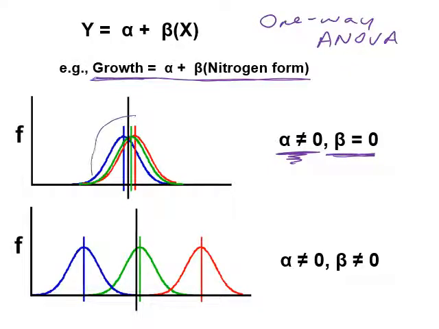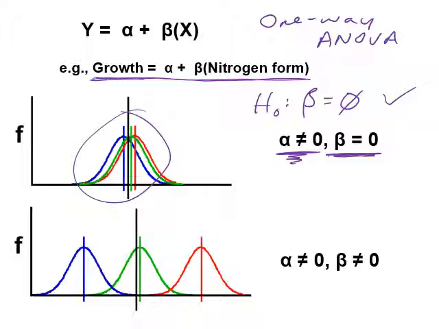In this situation, all 3 of the groups are right next to each other. There isn't an effect of the independent variable here. The mean growth of the blue, green, and red groups is all the same. Here what we would say is beta equals 0. In other words, nitrogen is not having any effect. We could frame this null hypothesis as beta equals 0, even for a one-way analysis of variance, and it appears to hold. We fail to reject it in this situation where the mean growth appears to be all the same in the 3 different groups.